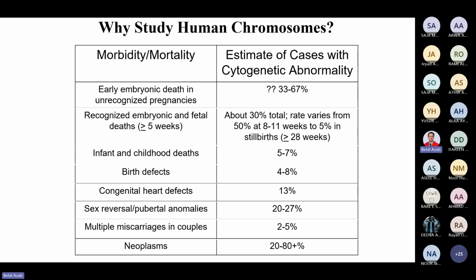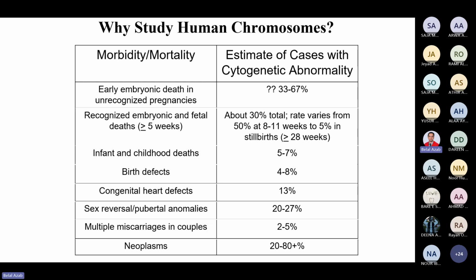Up to 2/3 of embryonic death, which happens before 5 weeks of age, are due to chromosomal anomalies, and those are considered unrecognized pregnancy. And the mother doesn't necessarily know that she's pregnant because the loss of pregnancy happens at an earlier stage.